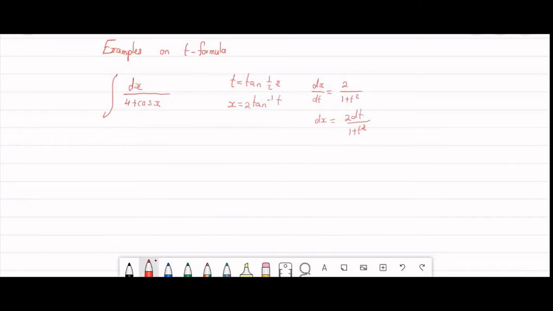Then we also spoke about identities. In this case, we have the identity of cos x, which is equal to 1 minus t squared over 1 plus t squared. And we also said that sine x is equal to 2t over 1 plus t squared. So now let's try to solve this question.